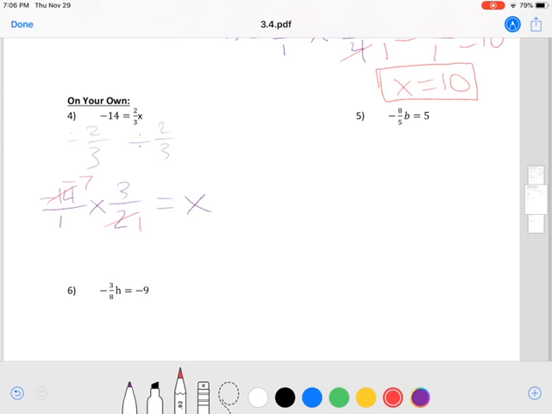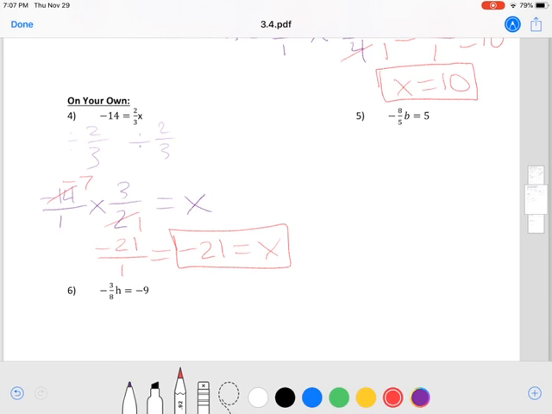So I'm left with negative 7 over 1 times 3 over 1. Now we can just multiply straight across. Negative 7 times 3 is negative 21, and 1 times 1 is 1. So negative 21 over 1, which we should know by now is just negative 21. And that is what our x equals. Negative 21, that is our x. Hopefully you got that one when you tried it on your own.